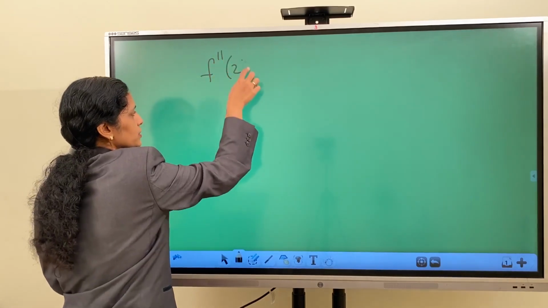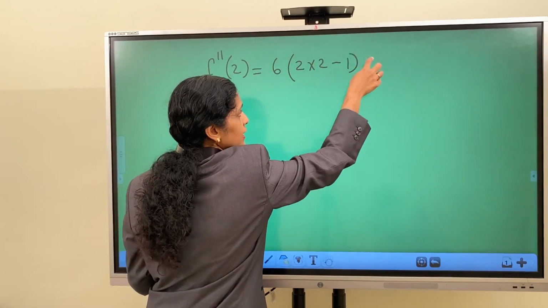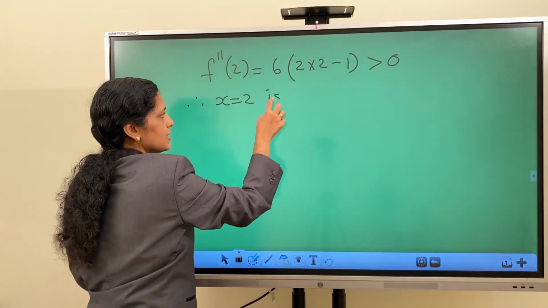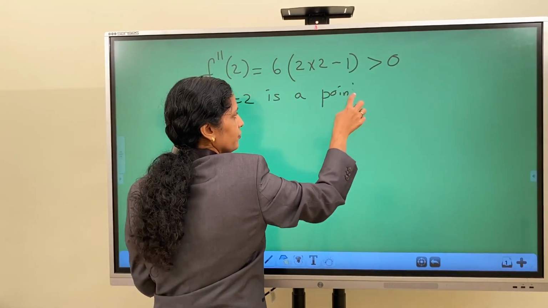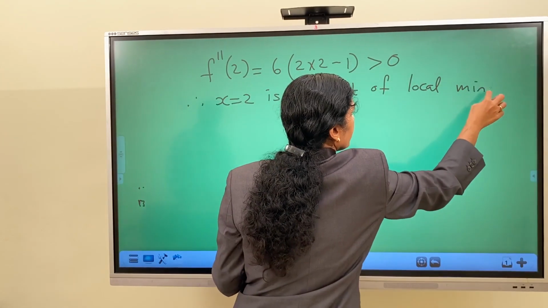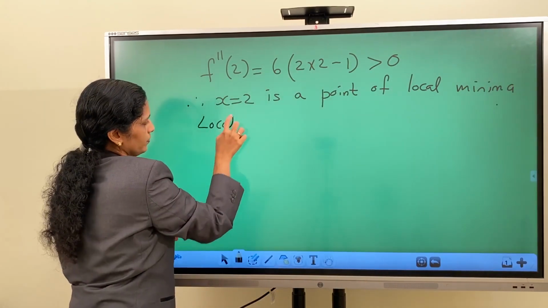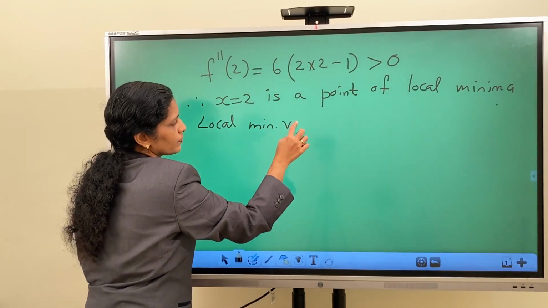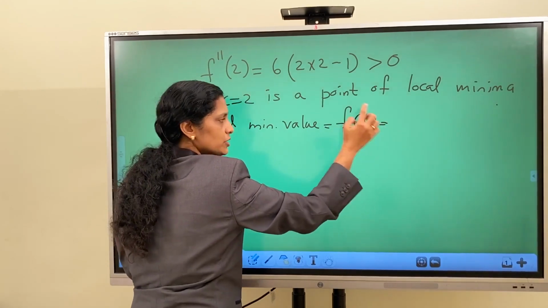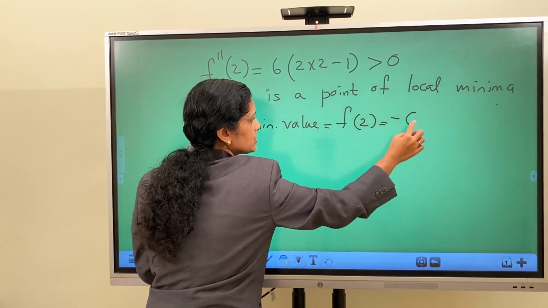f double dash 2 is equal to 6 into 2 into 2 minus 1, and it is greater than 0. Therefore, x is equal to 2 is a point of local minimum. And the local minimum value is equal to f of 2. In the function, you can substitute this value and you can verify that it is minus 6.